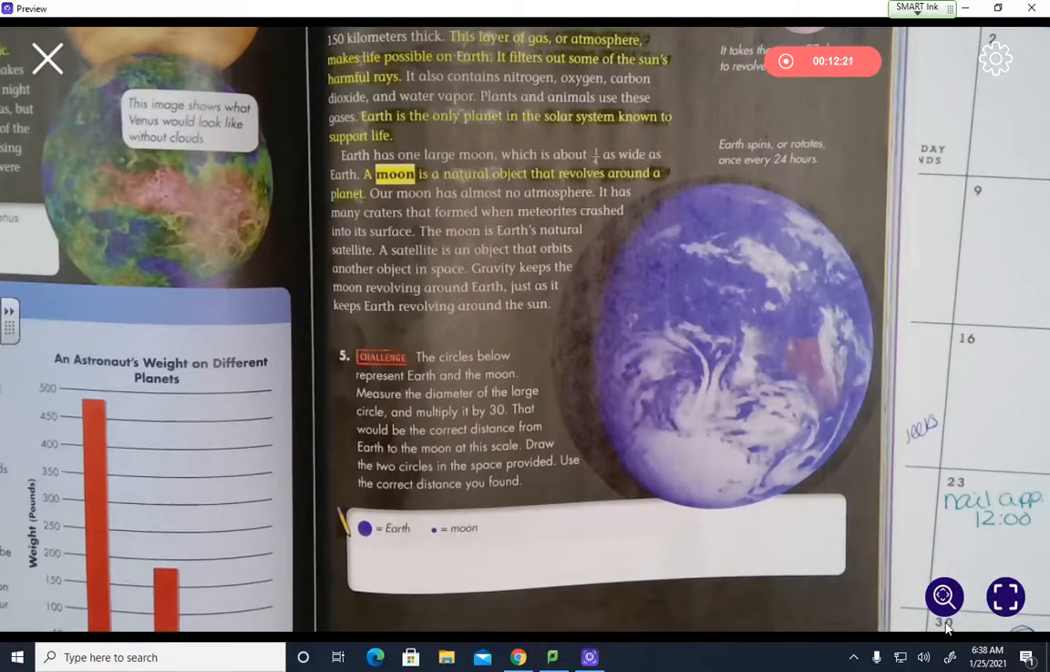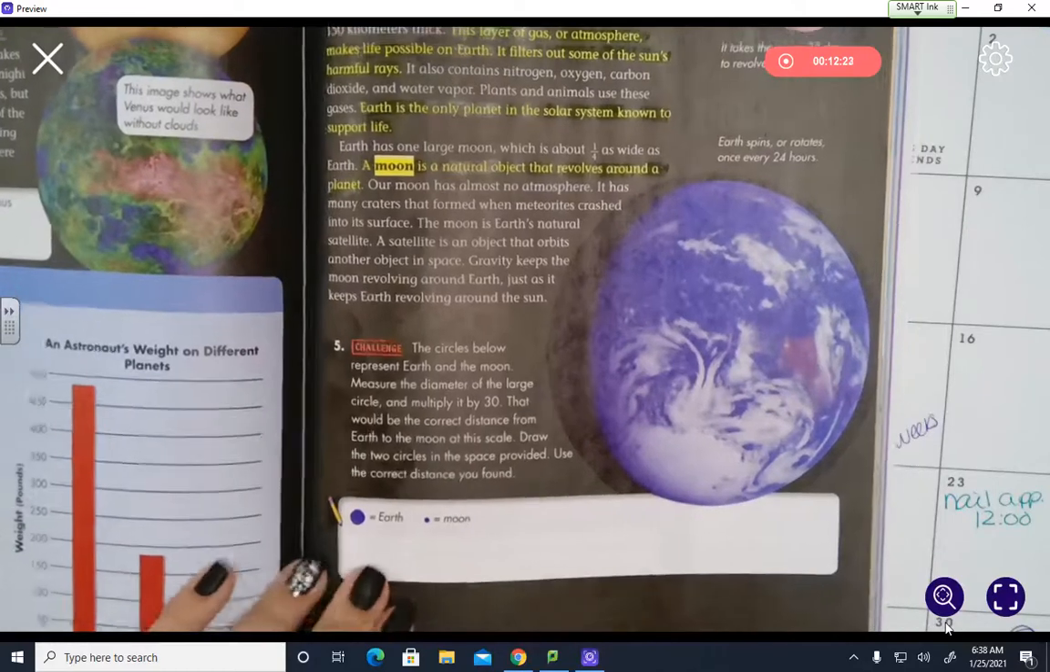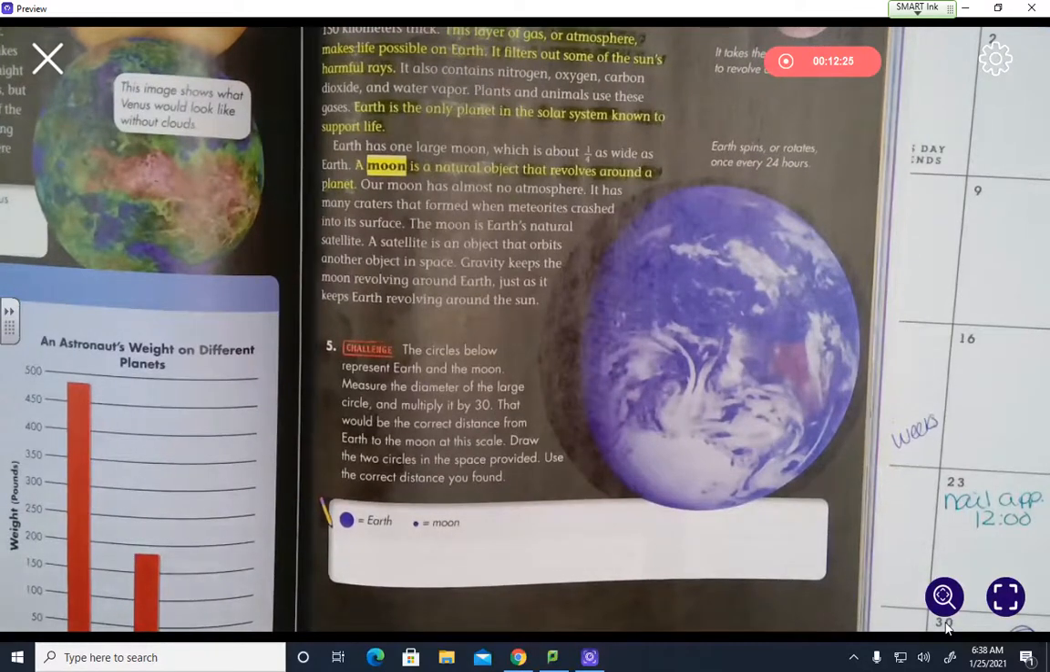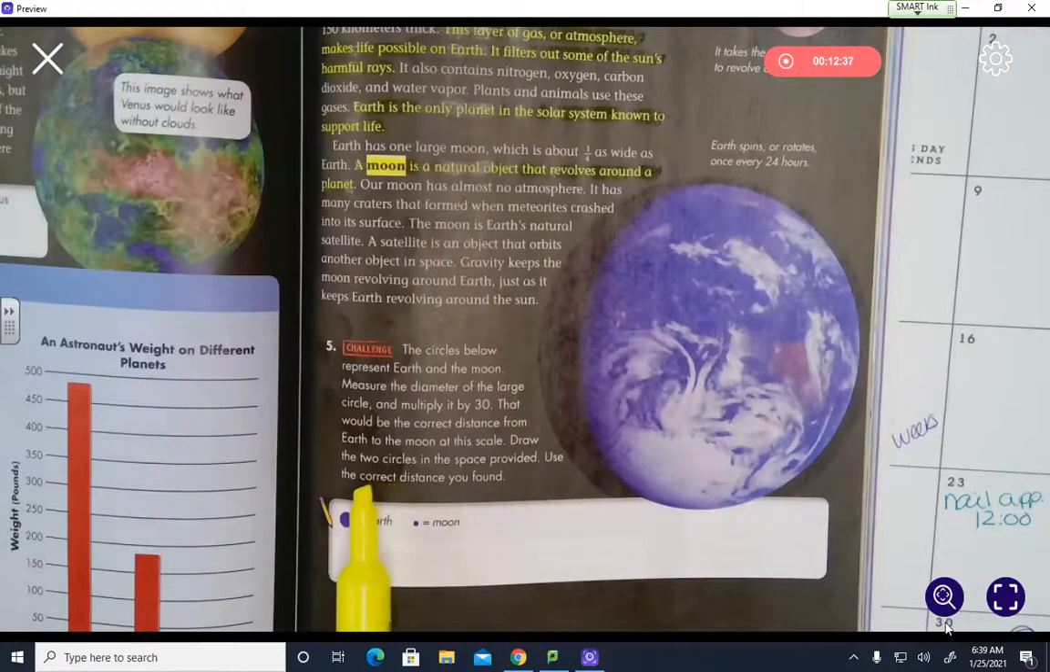All right, let's try this challenge question. The challenge question says, the circle below represents Earth and the moon. Measure the diameter of the large circle. Multiply it by 30. That would be the correct distance from Earth to the moon to the scale. Draw the two circles in the space provided. Use the correct distance you found.